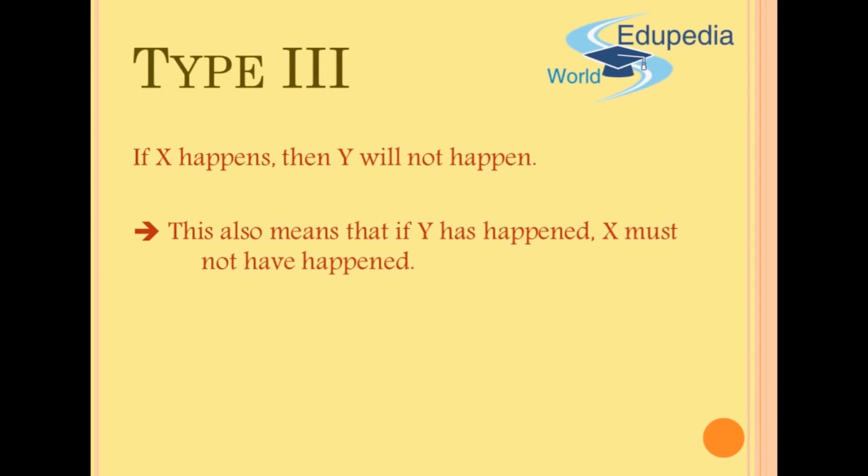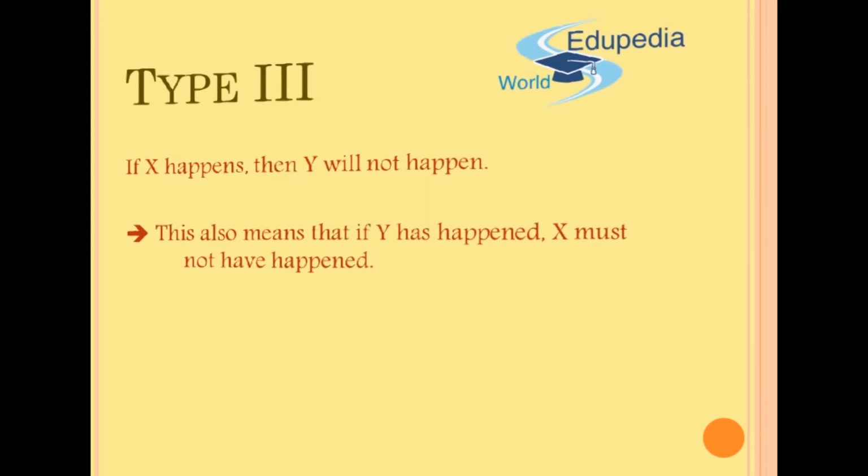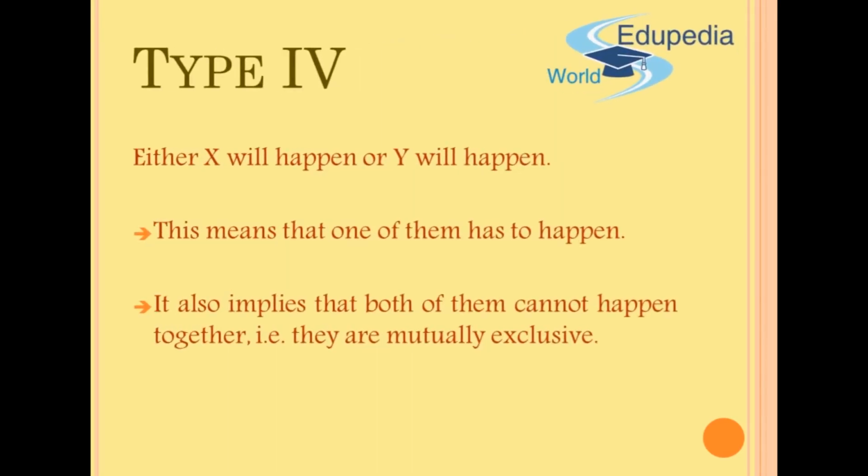If X happens, then Y will not happen. So I will say that if I observe that Y has happened, then X must not have happened. Otherwise, this will not be true. So, if I am lonely, I have not met my friends, because if I had met them, I would not be feeling lonely.